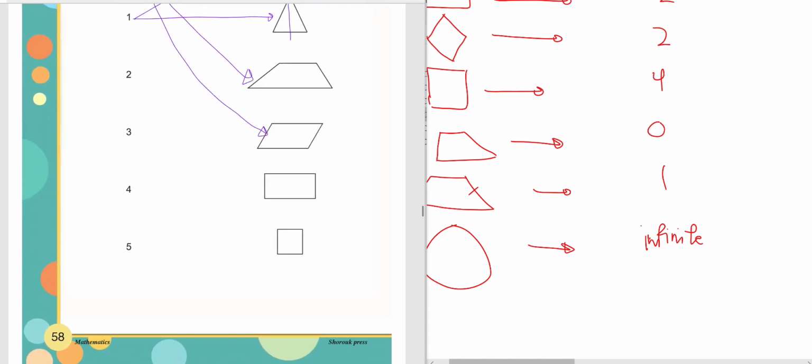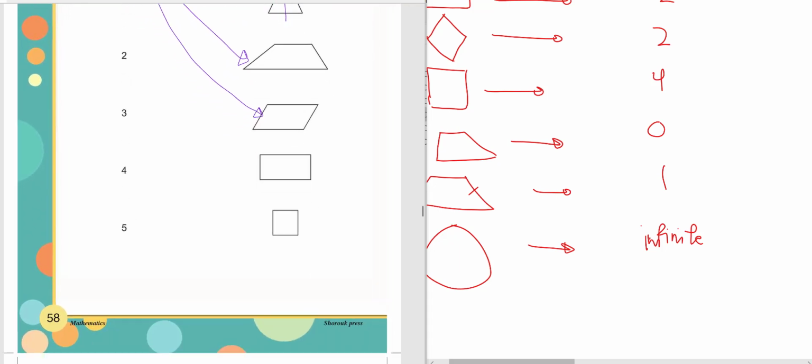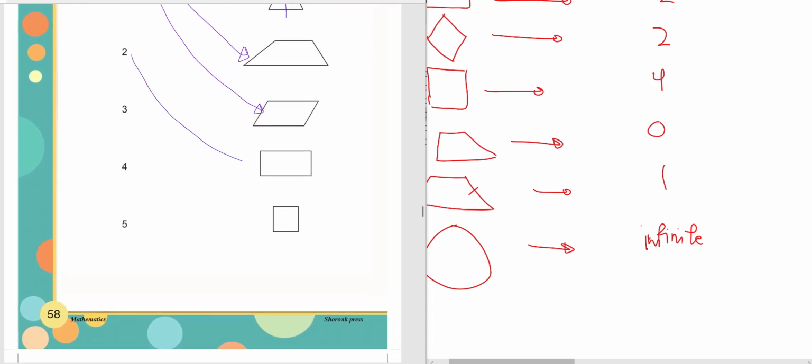Rectangle has 2 lines of symmetry. These 2 lines are this line and this line. 4 lines of symmetry, the square. We drew them before. This line, this line, this line, and also this line.